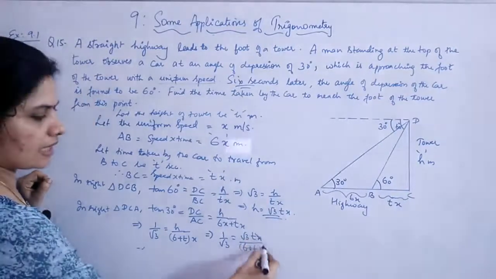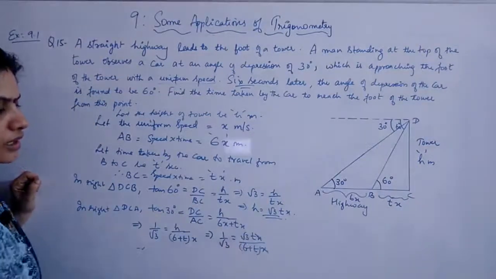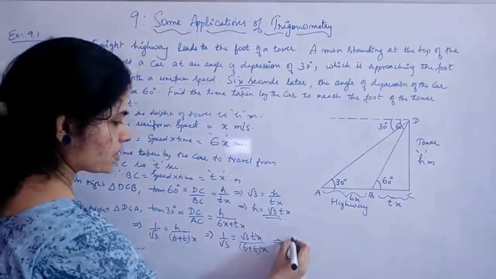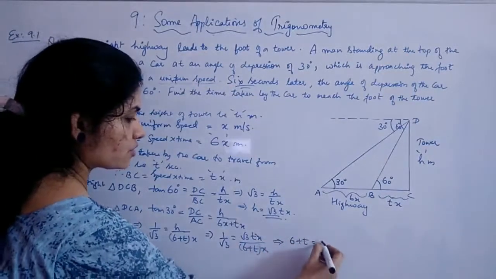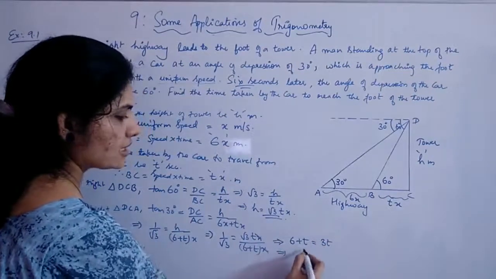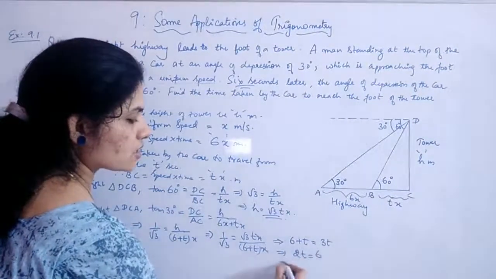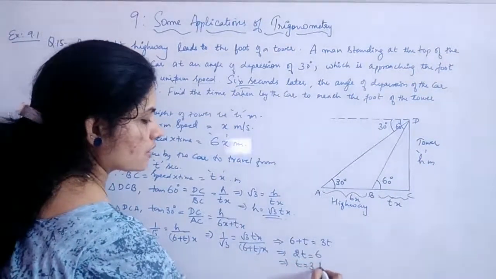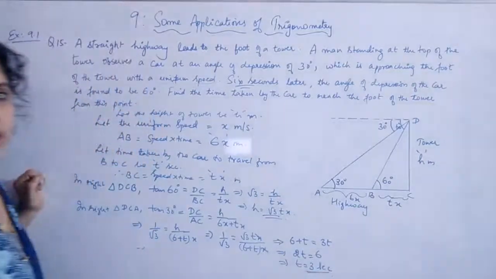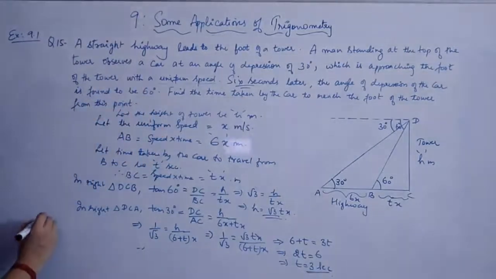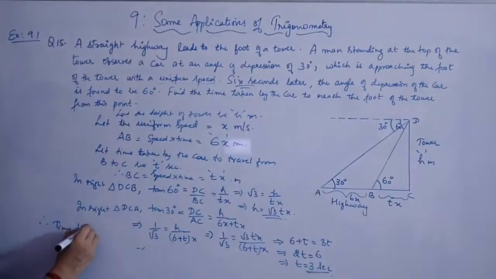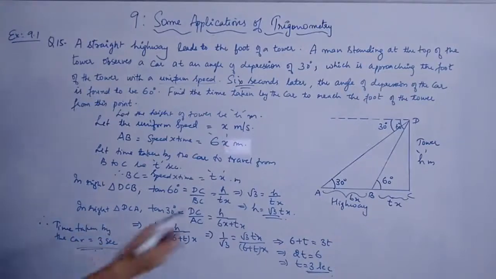Right? x will get cancelled here itself and root 3 will go there and it will give you 6 plus t is equal to root 3 into root 3, 3t. So that this t will go there, it will become 3t minus t, which is 2t equal to 6, or t is equal to 3. So what is t? Time. So t is 3 seconds. Therefore, the time taken by the car is equal to 3 seconds. From which point to which point? From this point B to reach the foot of the tower. Okay.